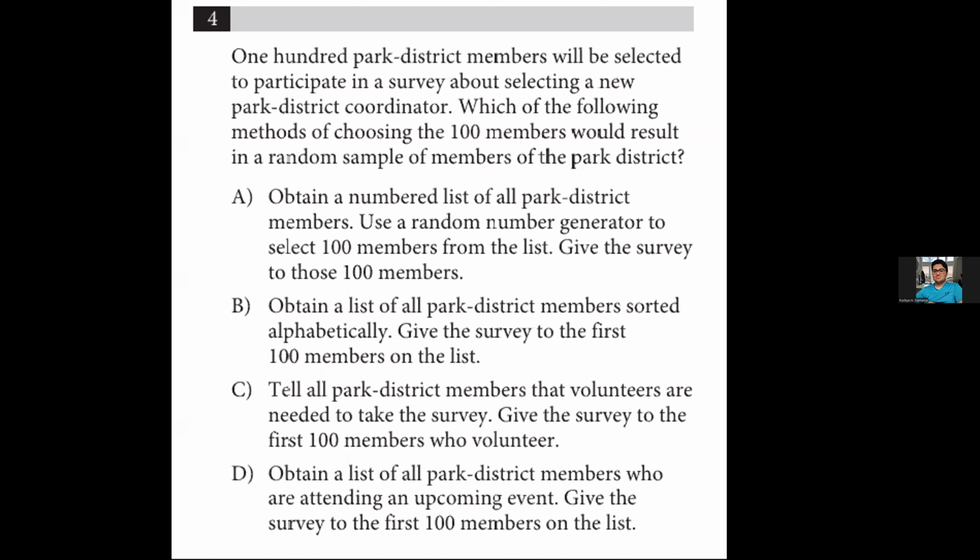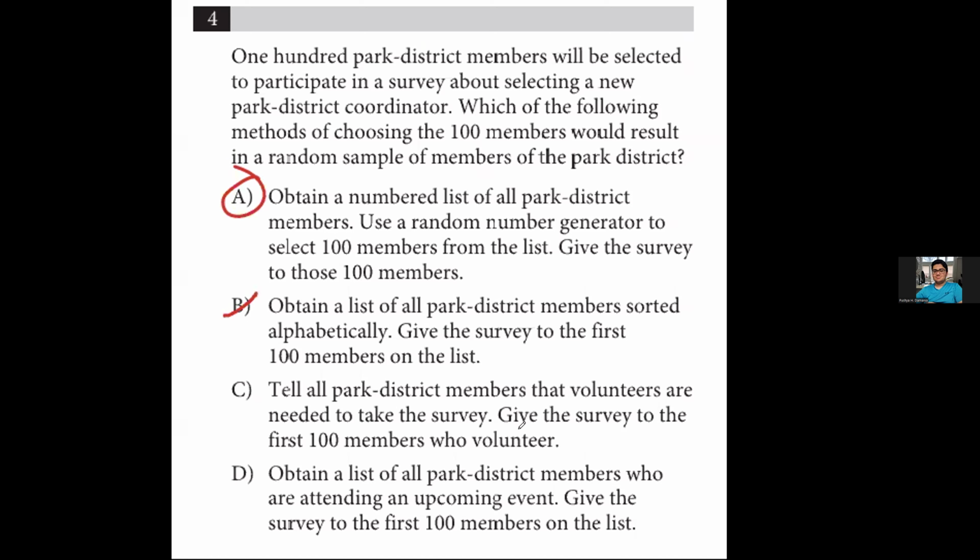Okay, so for question four. Which of the following would give you a random sample of all members in the park district? A: numerical list of all members, random number measure, select 100 members from the list. This would actually give a random sample, but let's just go through the others. So B is list of park members sorted alphabetically. Give the survey to the first 100 members of the list. This is not a random sample. This is a systematic sample, which is different.